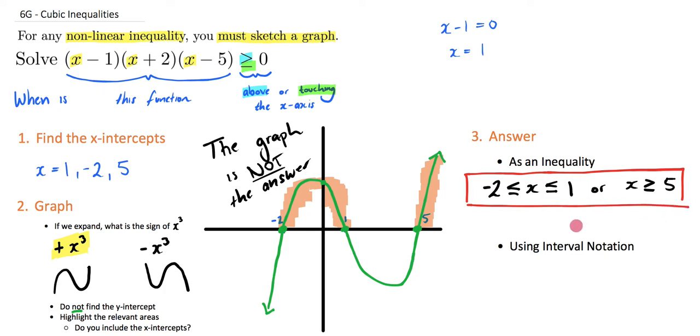So what it's saying here is that if I were to put in an x value between -2 and 1, or including -2 and 1, I'm going to get a value that is greater than or equal to 0. And so too with x is greater than or equal to 5.